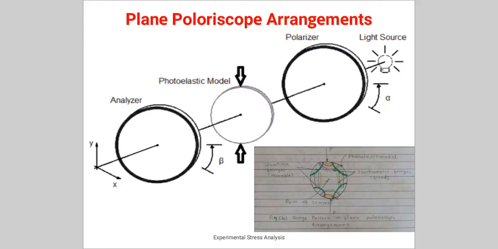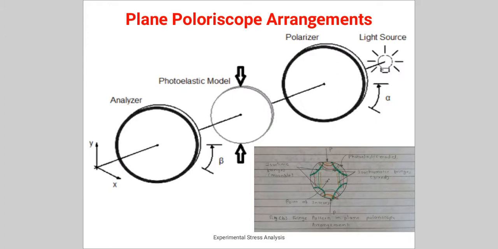in physical properties is observed in the form of different colors or different fringes, which are developed at the top of the model, then the bottom of the model, the right side of the model, and the left side of the model. Such a fringe pattern is shown by the second figure. If you go through the second figure, it consists of different types of fringes.